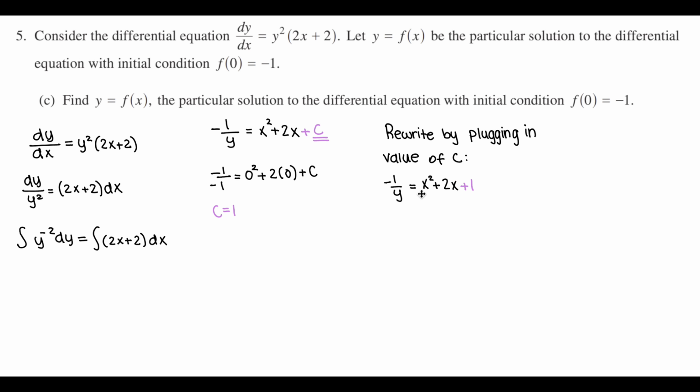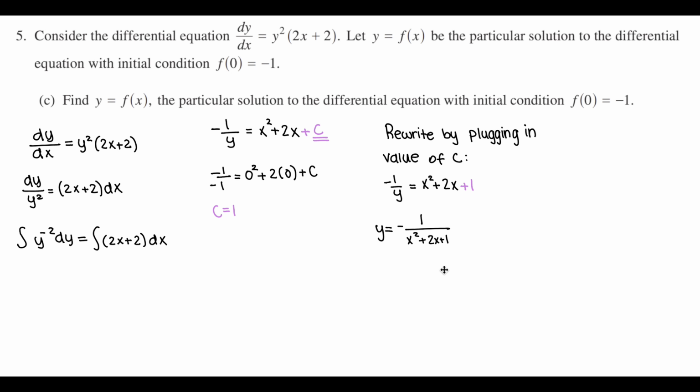So I'm going to flip both sides and divide by the negative sign to get it in this form. Y equals negative 1 over x squared plus 2x. The denominator is factorable, so you could also write it as x plus 1 quantity squared.